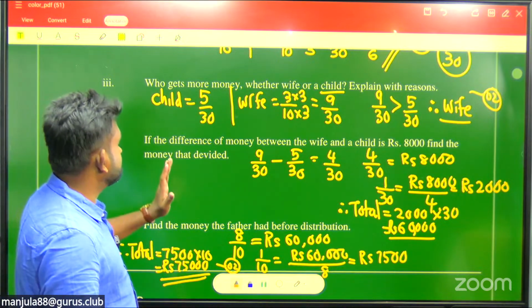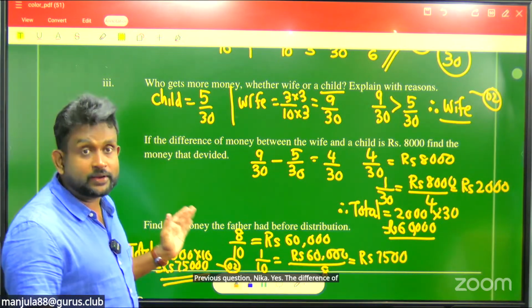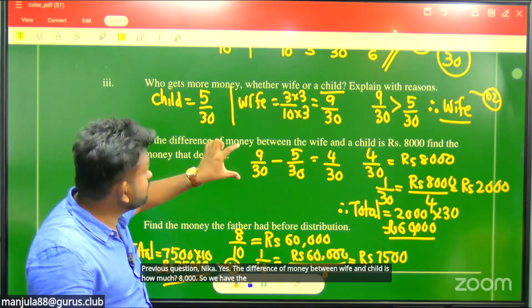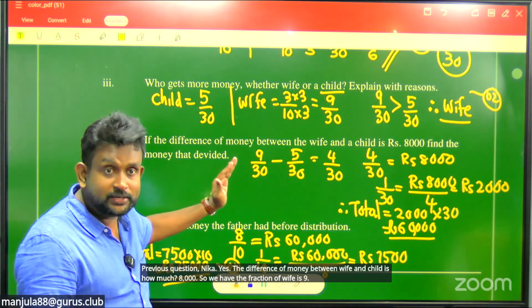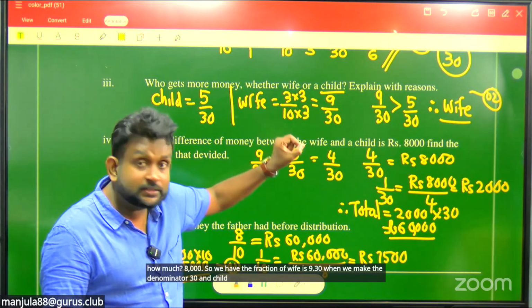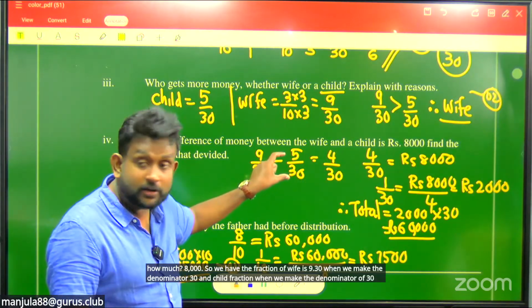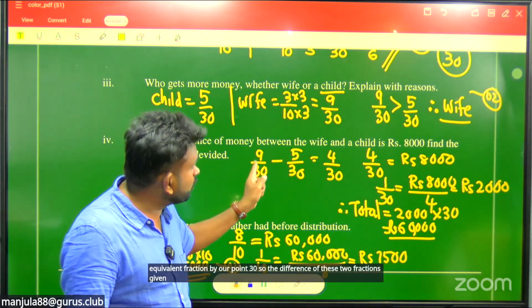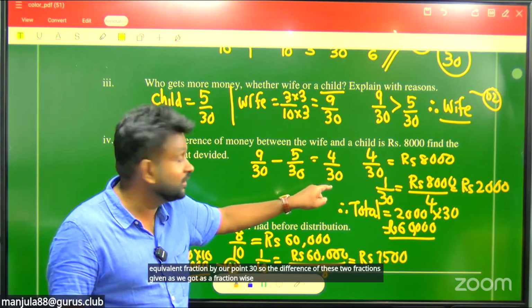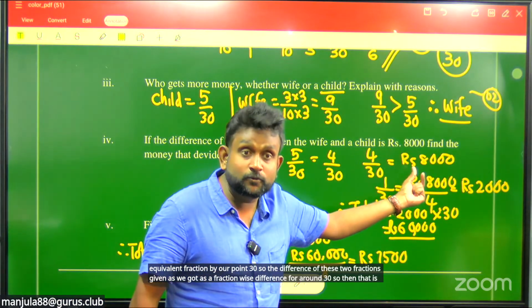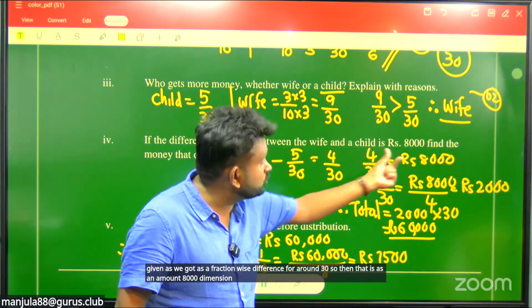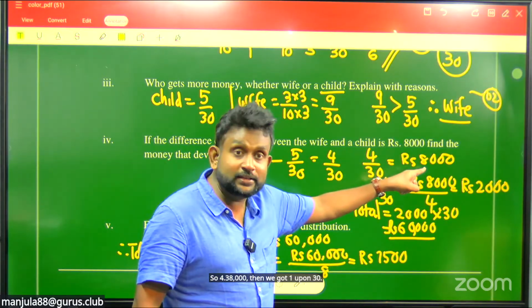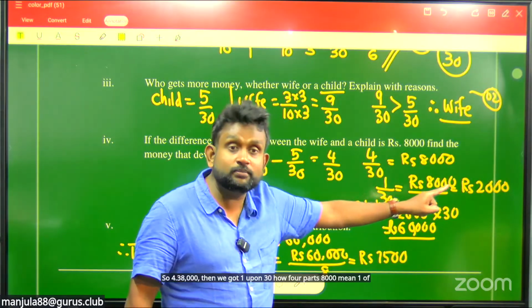Previous question, yes. The difference of money between wife and child is how much? 8,000. So we have the fraction of wife is 9 upon 30 when we make the denominator 30, and child fraction when we make the denominator 30 as an equivalent fraction, 5 upon 30. So the difference of these two fractions, we got as 4 upon 30. So then that is as an amount 8,000 they mention. So 4 upon 30, 8,000. Then we got 1 upon 30. How? 4 parts, 8,000, means 1 upon 30 is 8,000 divided by 4, 2,000.